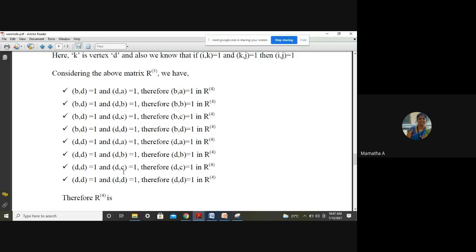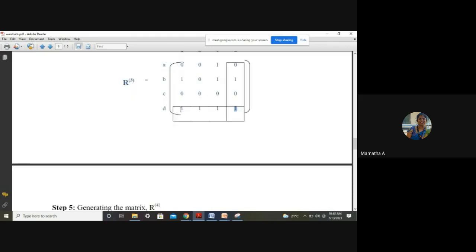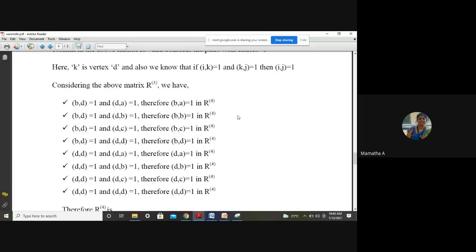So you might tell me, ma'am, few are already ones, but no problem. If you rewrite, it will not be a problem to you, because you do not have to sit and check. Just rewrite it, it will not take much time for you, right? So you can put these updated values in now R4. You can observe DA, DB, DC, DD. See, already this was 1, isn't it? So no problem if you rewrite once, it doesn't make a difference.